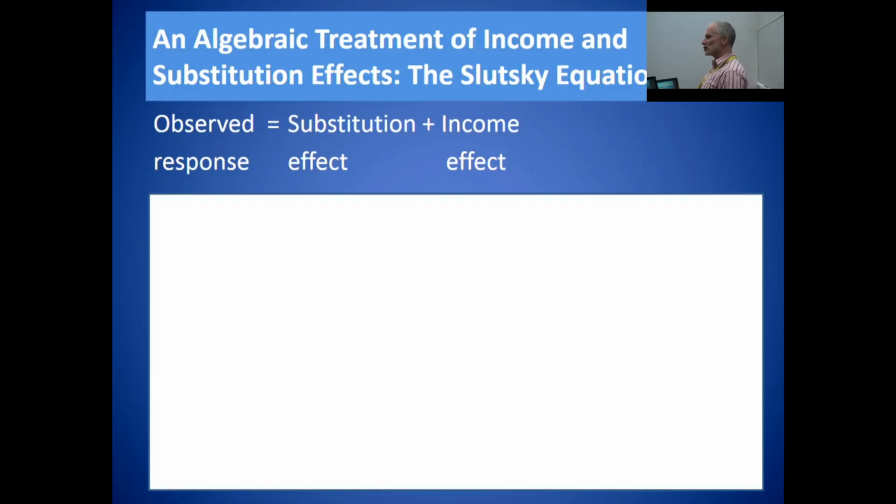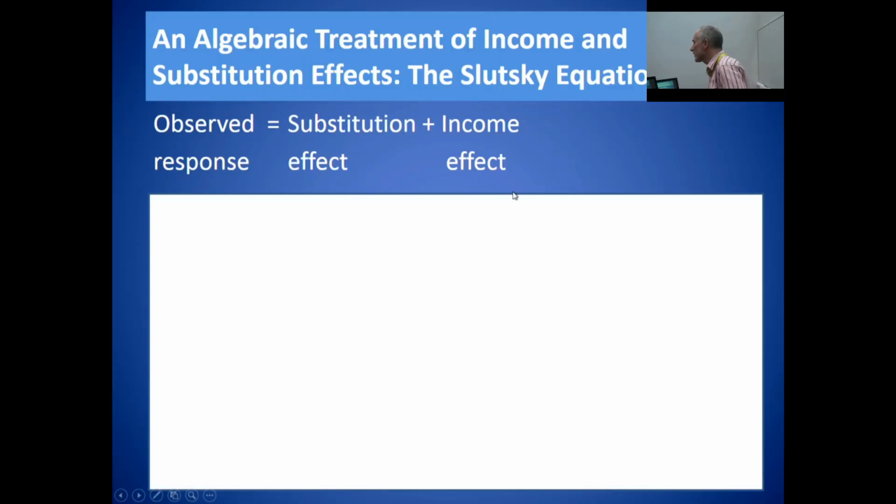We've said when price changes, there is an observed response. Consumers change their consumption. In the conventional case, as long as we don't have given behaviour, if price falls, what would happen? Consumption would increase. That would be the observed response. Well, that observed response, we've said, can be broken down into its substitution effect and its income effect.